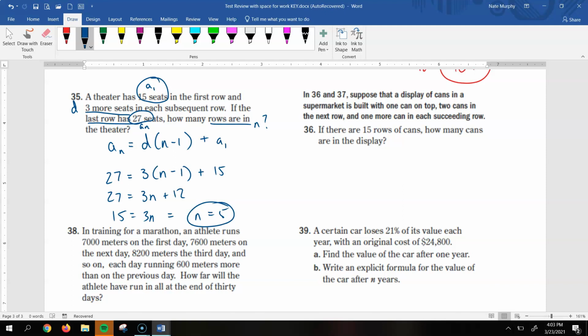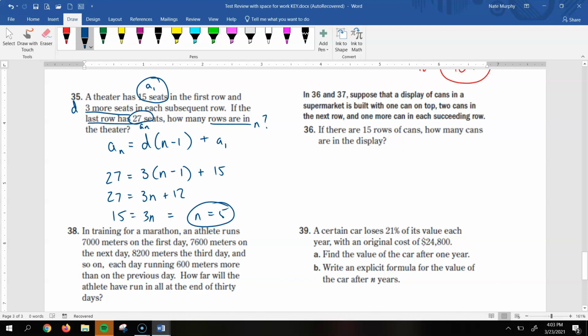All right, let's look at number 36. It says if there are 15 rows of cans, how many cans? Oh, let's read the instructions. It says, suppose that a display of cans in a supermarket is built with 1 can on top, 2 cans in the second row, and 1 more each succeeding row. If there are 15 rows of cans, how many cans are in the display?